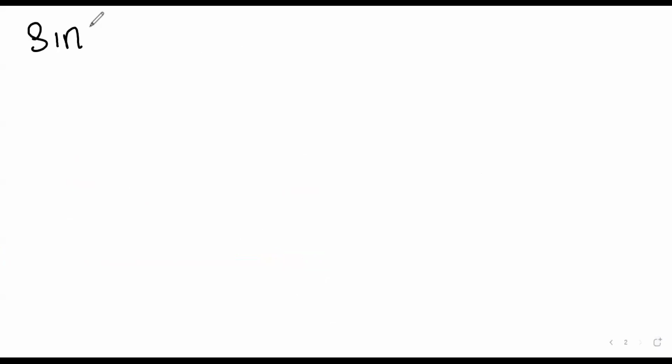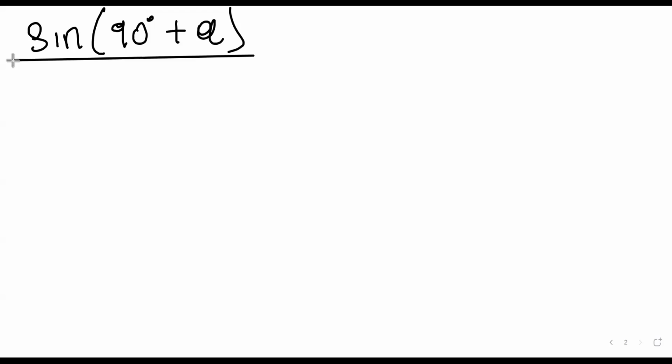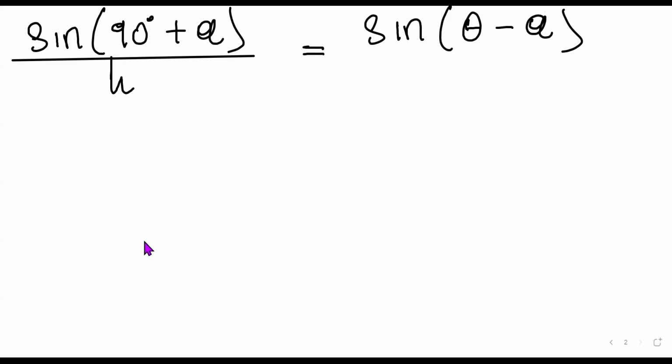According to the sine rule, the sine of angle D1, which is 90 degrees plus alpha, divided by the side opposite angle D1, which is AC. But we know the length of AC is h units. This will be equal to the sine of angle ACD, which we said is theta minus alpha, divided by the side opposite angle ACD, which is the side we are looking for. It's AD.